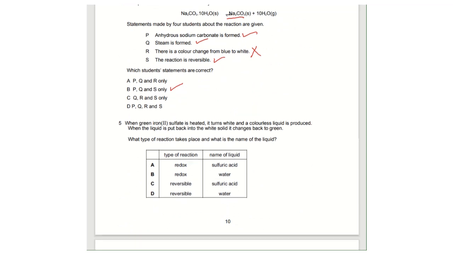When green iron sulfate is heated, it turns white and a colorless liquid is produced. When the liquid is put back into the white solid, it changes back to green. So it means this is a reversible reaction. What type of reaction takes place and what is the name of the liquid? Liquid is of course water. Hydrated salts contain water as a part of the crystal. The type of reaction is reversible and this is water. So choice will be D.